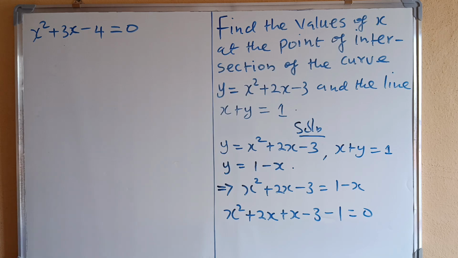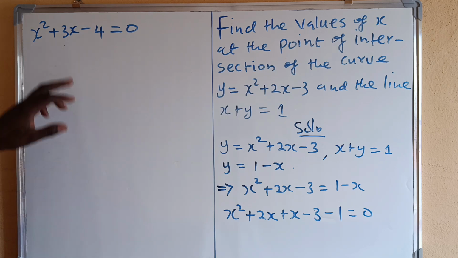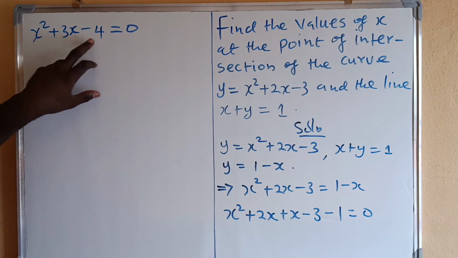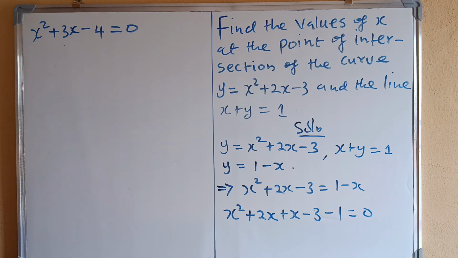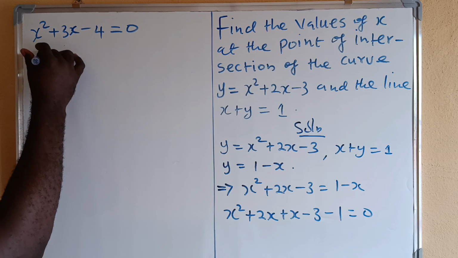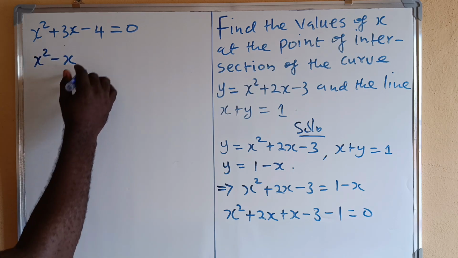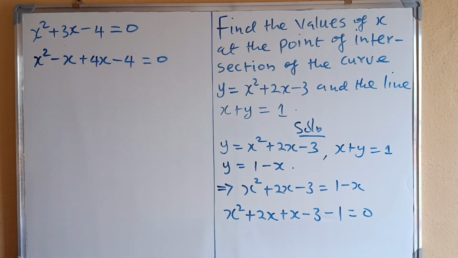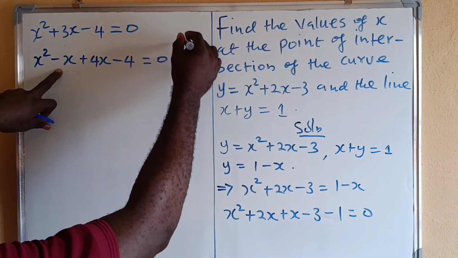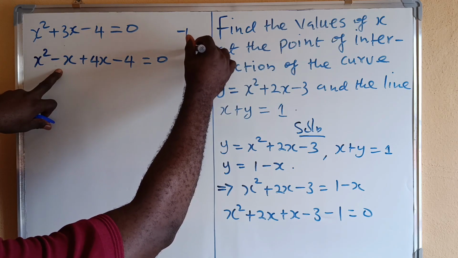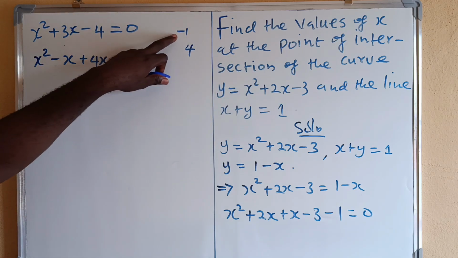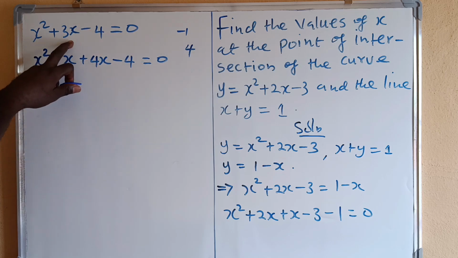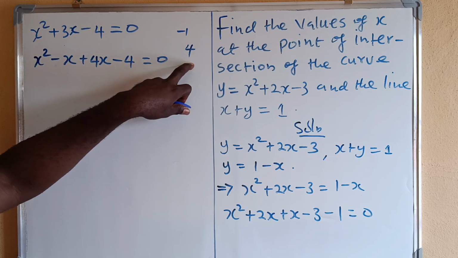So I can factorize by looking for two numbers. I will add to give me plus 3, multiply to give me minus 4. The two numbers are simply minus 1 and plus 4. So I will have x squared minus x plus 4x minus 4. That will be equal to 0. So I have minus 1x, which is minus x. Then I will have plus 4x. So minus x plus 4x gives us 3x. And minus 1 multiplied by 4 will give us minus 4.